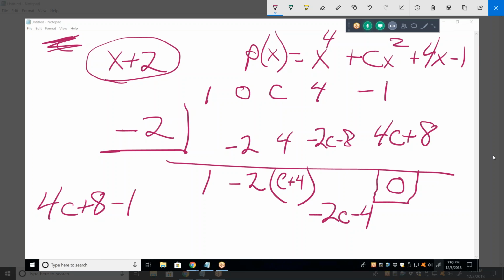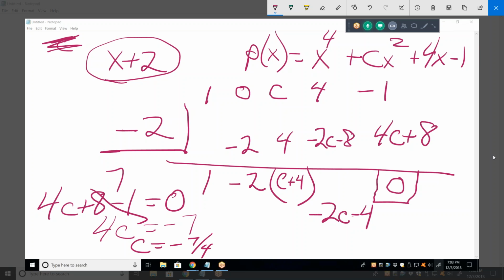And now 4c plus 8 has to add to -1 and produce a 0. Wow, didn't expect to get a fraction as an answer, but did I make a mistake in my math? Let's see, if I add those two, I get 7. I have to add the 0, which means 4c equals -7. c equals -7/4. That's the c I got. Seems like a strange answer.